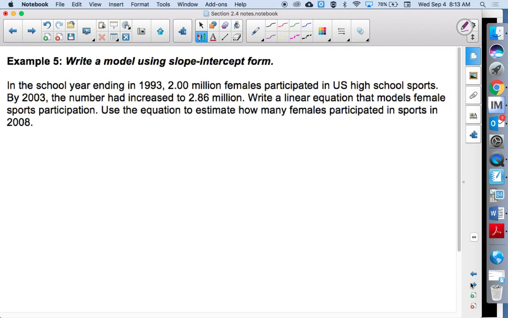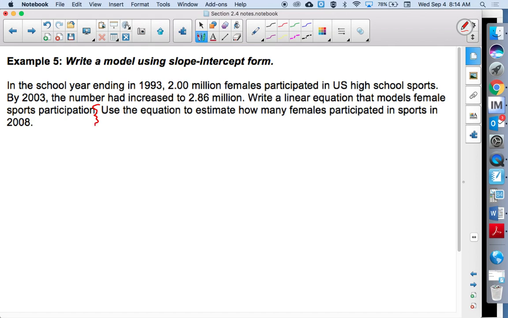There it is. Says, in the school year ending in 1993, maybe we should change that to 2013, 2 million females participated in U.S. high school sports. By 2003, the number increased to 2.86 million. Write a linear equation that models the female sports participation. Use the equation to estimate how many females participated in 2008. So we'll use that last sentence in a little bit.